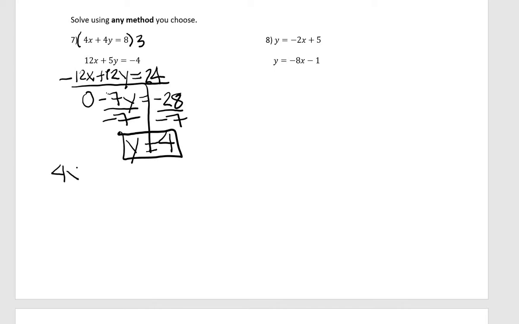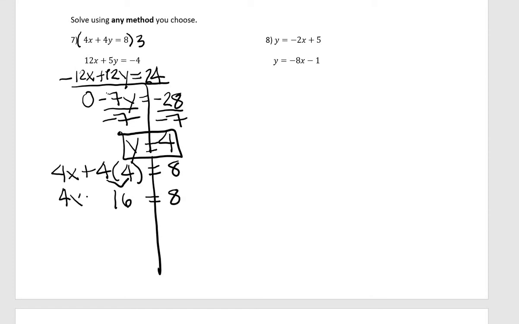So I get 4x plus 4, and instead of this y right here, I'm going to plug in 4, since I now figured out that y equals 4, equals 8. And solve this. 4 times 4 is 16. Bring down the 4x. To get rid of the 16, I'm going to subtract 16 from both sides. This goes away, so I just have 4x equals negative 8. Divide by 4, and I get x equals negative 2.